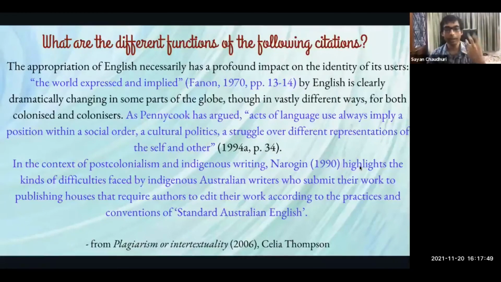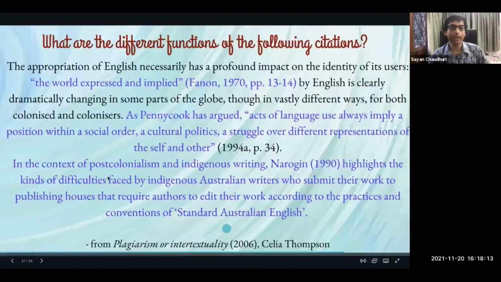What is the conversation or negotiation you have? Struggle over different representations of the self and other, right? How are you trying to describe yourself in the language? How are you describing another person in the language? So all of these issues can be mentioned in this one line, right? Now, it's possible that the author will take on these issues later in the argument.